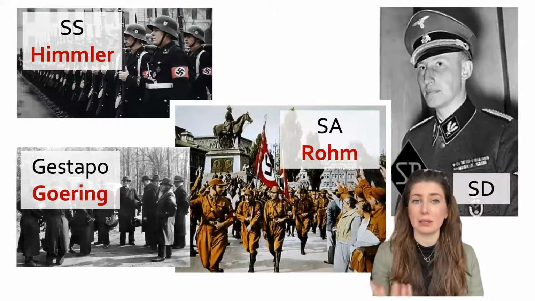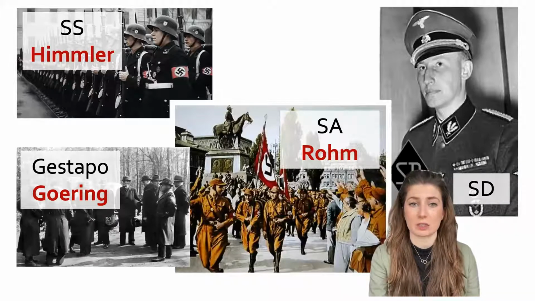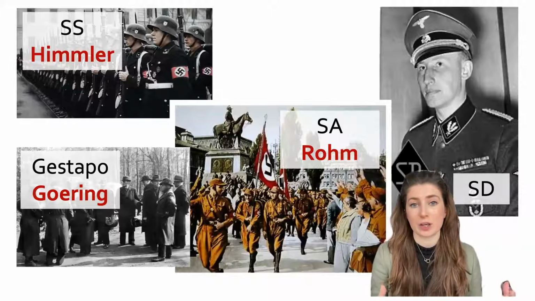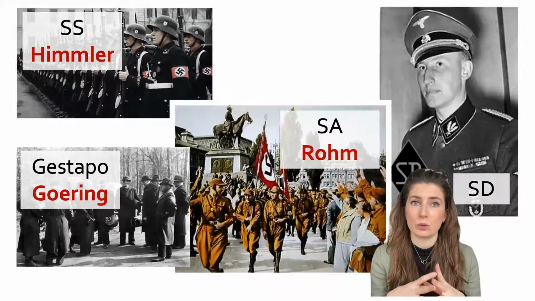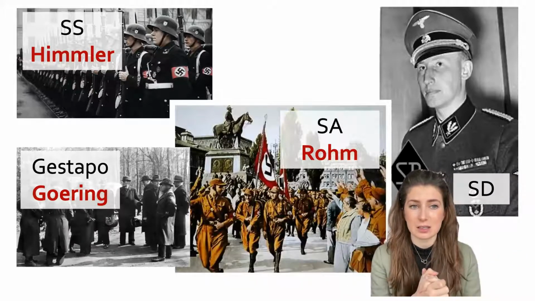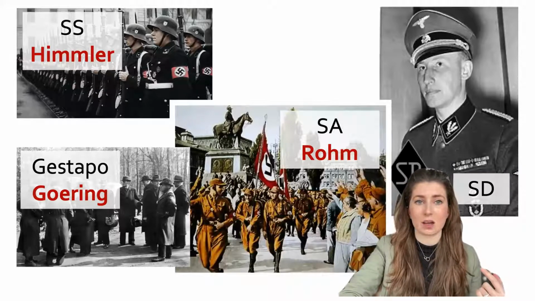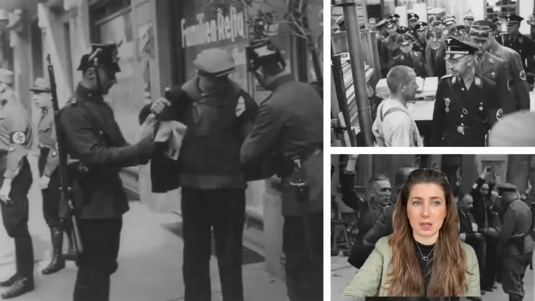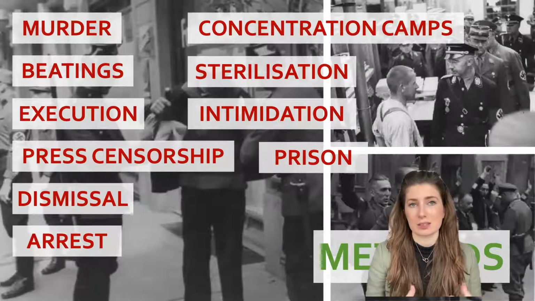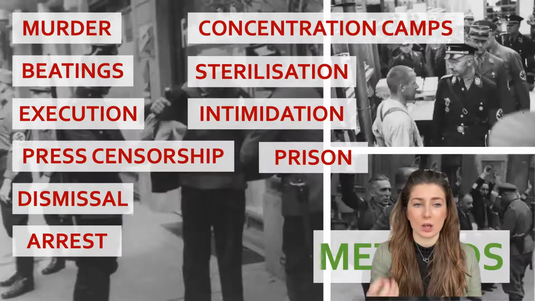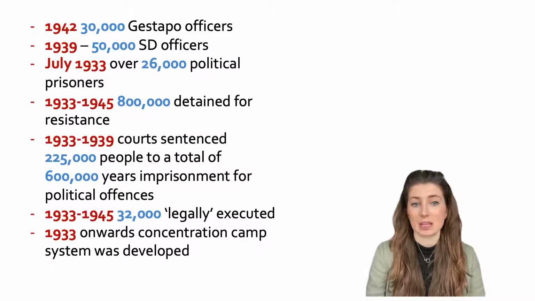So the police, or the German state, sorry, had multiple instruments of repression and used various means to achieve their desires. Instruments of repression they had were the Gestapo, the SS, the SD, the SA, and informers. Now, a key moment in this timeline is 1936, when Himmler is made chief of police, and this brought the Gestapo and SS under his control. In terms of methods, we have murder, beatings, execution, press censorship, dismissal from work, arrest, concentration camps, sterilization, intimidation, and prison.